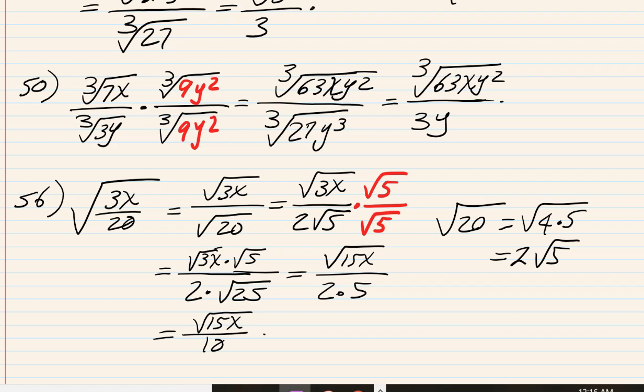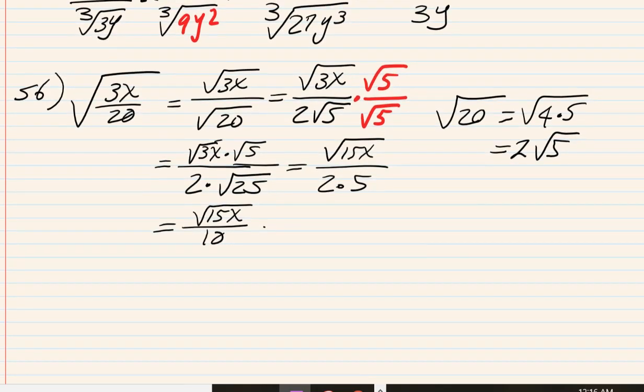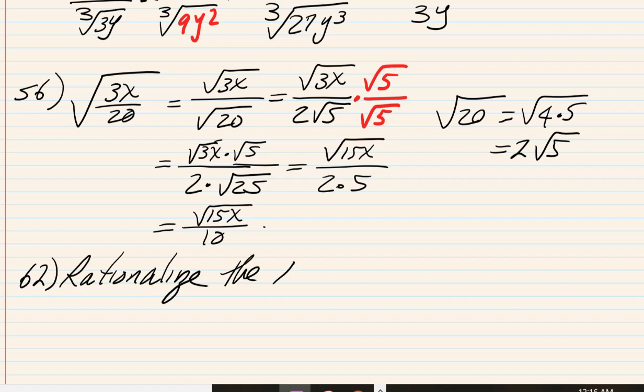Okay. Now we just learned how to rationalize the denominator. We can just as easily rationalize the numerator. Rationalize the numerator this time. That means the top. So number 62, we have 2/3.